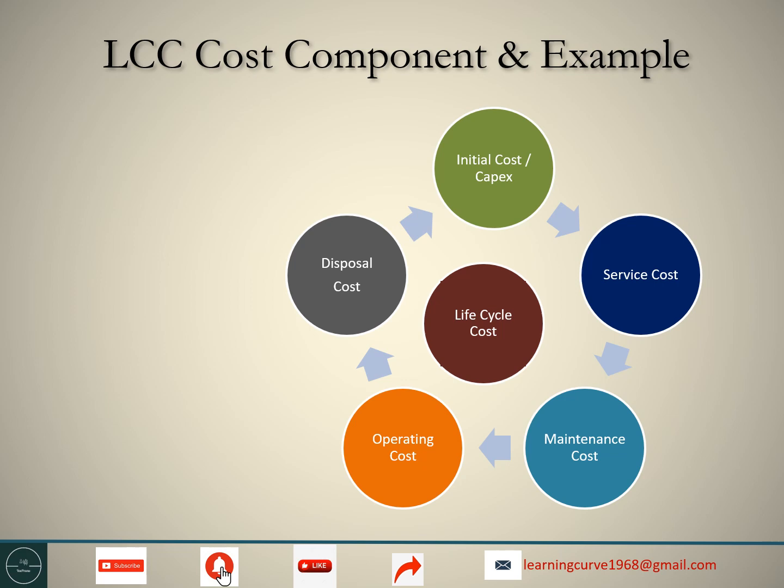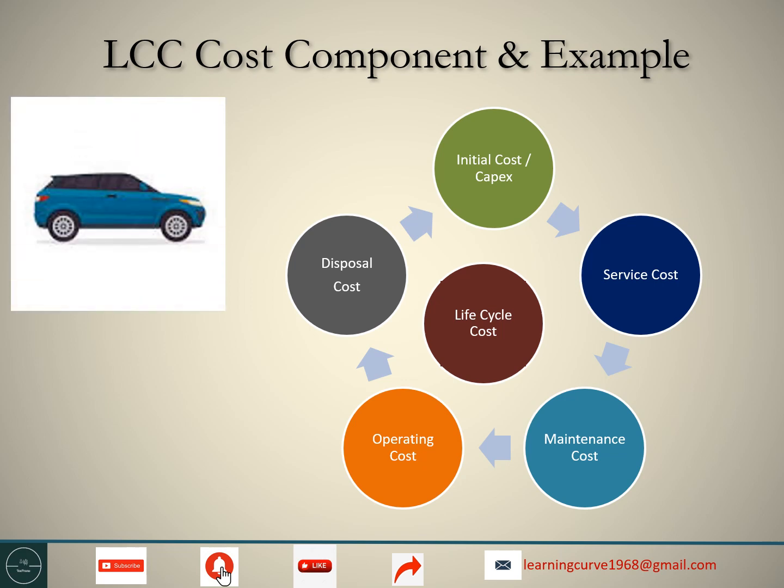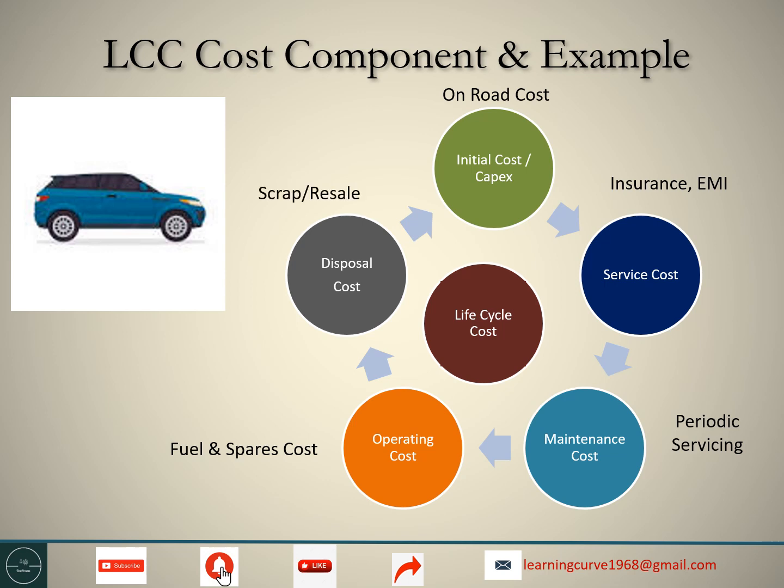Let us take a simple example. When we buy a car, we normally test drive multiple models to understand their features as well as cost. Now let us plot key cost components of a car in this diagram and see how it looks. On-road cost is the upfront or initial cost. Insurance, EMI, etc. are the service cost. Periodic servicing is the maintenance cost. Fuel and spare parts are operational cost. Scrap or resale value is disposal cost.